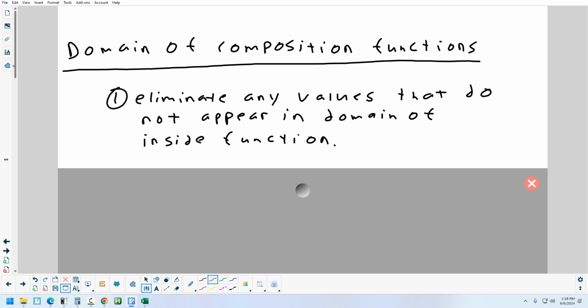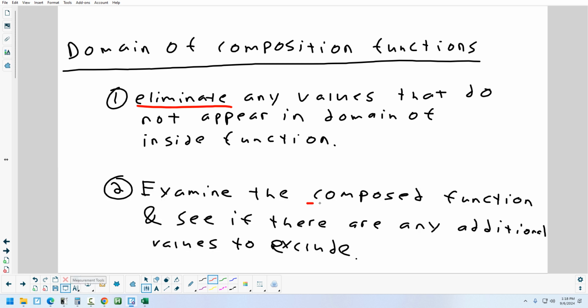Look at that inside function and say, okay, is there any way I could divide by 0? Is there any way I could have a square root of a negative? If either one of those things can happen, you need to eliminate the values that would make that happen. I don't want to take the square root of a negative or divide by 0. So we'll eliminate any values that would cause that to happen in the inside function. Then we do the same thing again, except now you look at the final answer. Does the final answer have any square roots in it? Does the final answer have any fractions where the variable is in the bottom? If it does, we need to make sure that we don't take the square root of a negative and that we don't divide by 0.